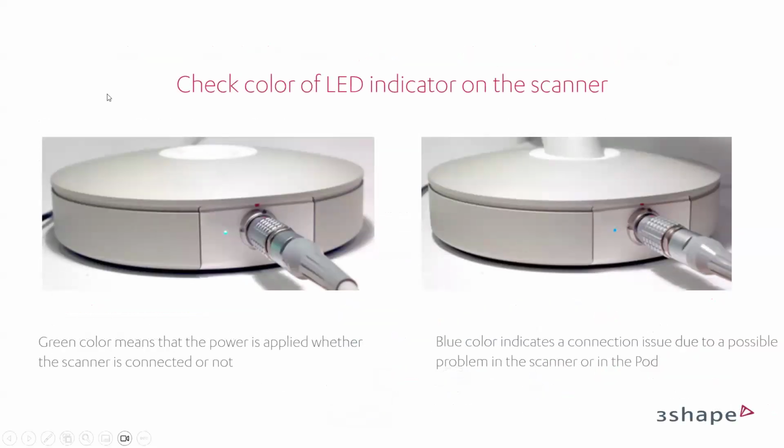If we talk about the ports, we need to check the LED indicator on the scanner. For example, a green color like here means that power is applied, whether the scanner is connected or not. A blue color on the port indicates a connection issue due to a possible problem in the scanner or in the port. If you see the blue color here, it means the system is trying to connect your scanner, so the port is connected, but in fact the scanner is not detected by the system for now.